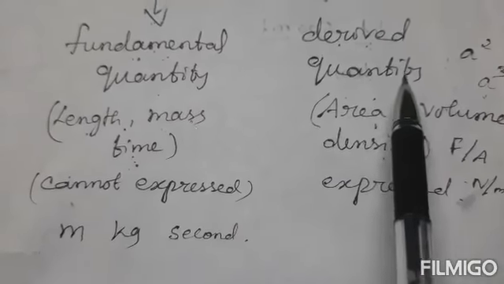Now we can see the definition. Quantities which cannot be expressed in terms of any other physical quantities are called fundamental quantities. The example for fundamental quantities: length, mass, time, temperature, etc. Now the quantities which can be expressed in terms of fundamental quantities are called derived quantities. Example: area, volume, and density.